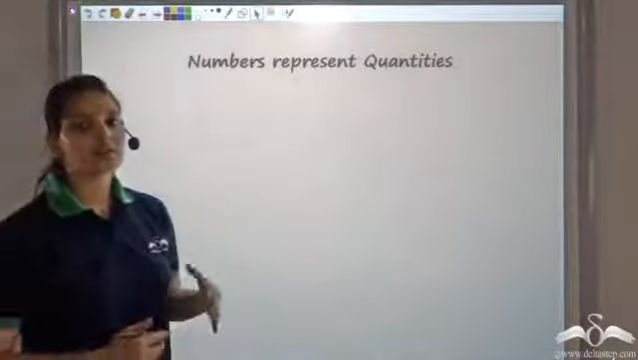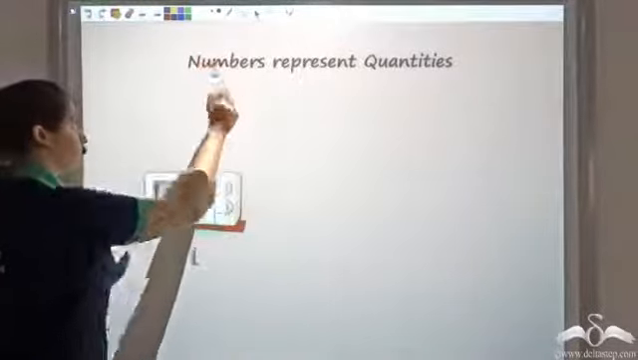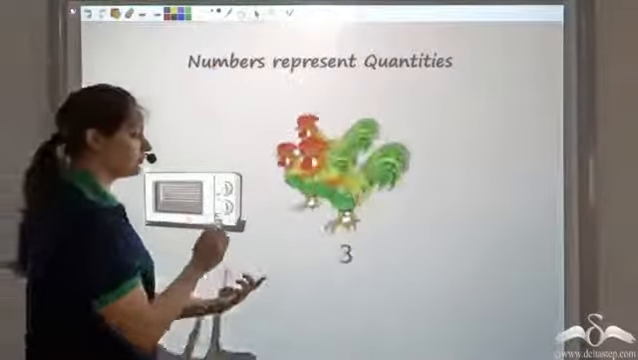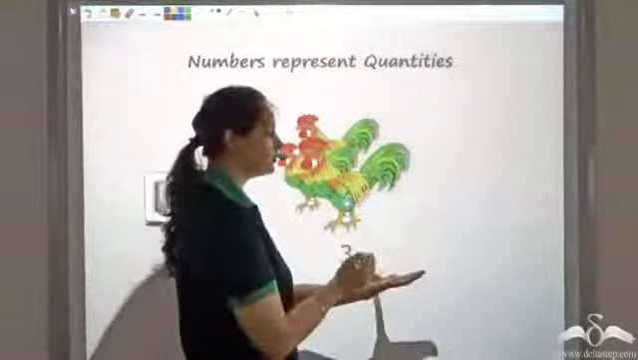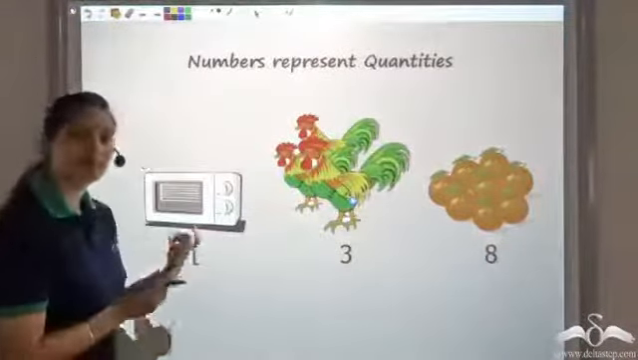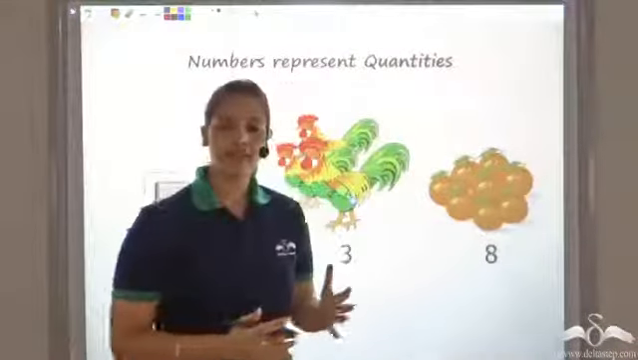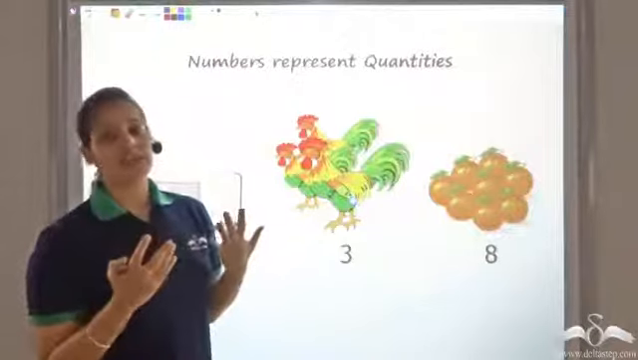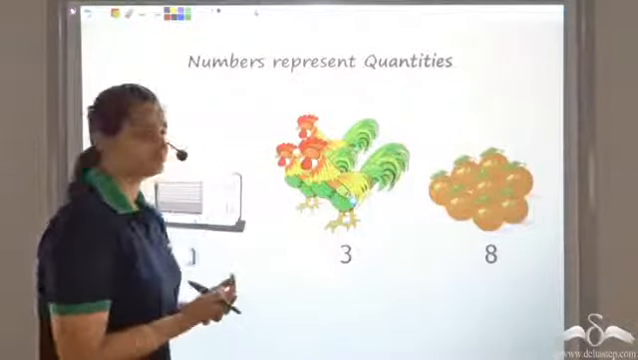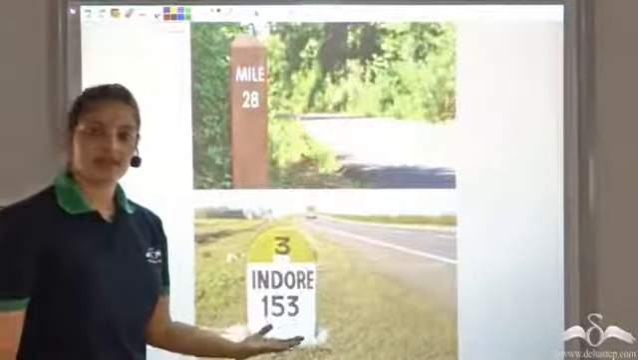So far, we have used numbers to represent some quantity, like 1, 3, or 8. So we've associated a number to the count, to some quantity. But what if I want to now visualize numbers? How do I visualize them? Well, numbers can be visualized as distances too.